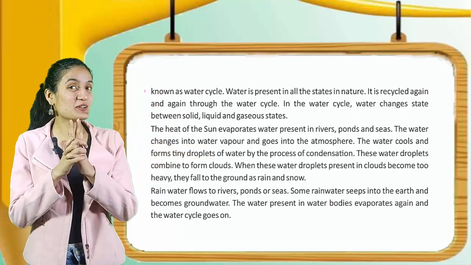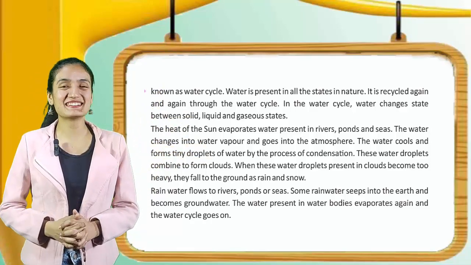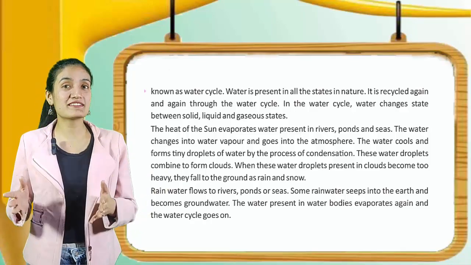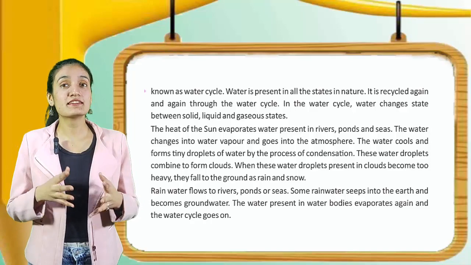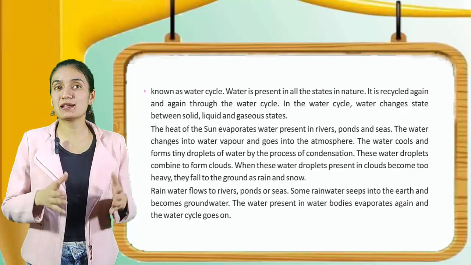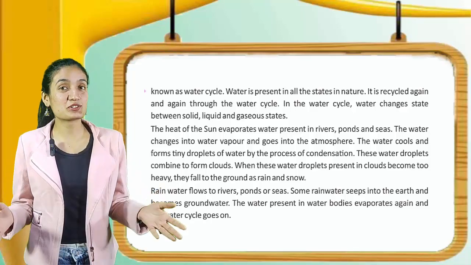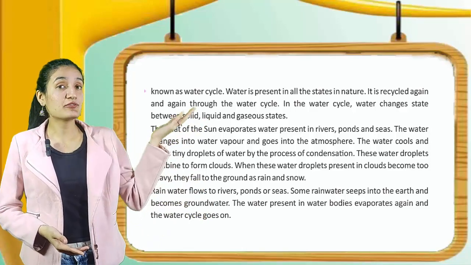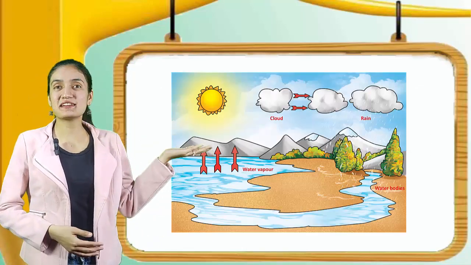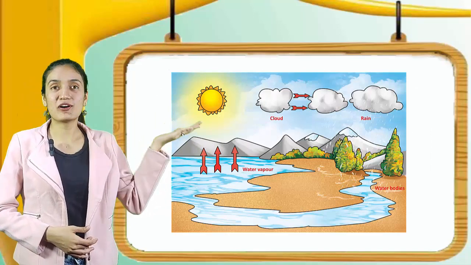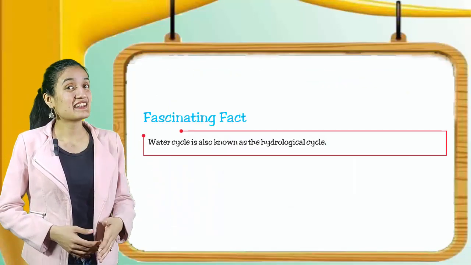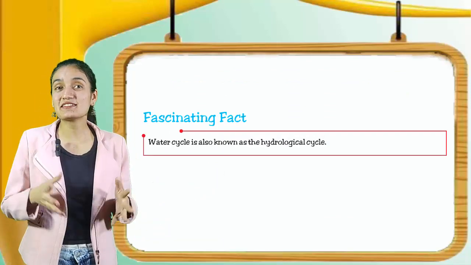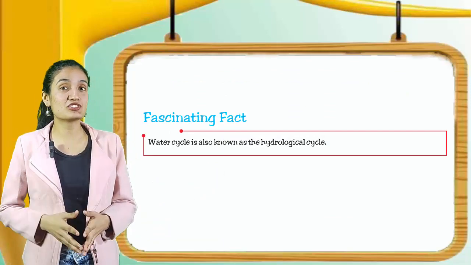So students, do you also like rain and snow? Good. Rainwater flows to rivers, ponds or seas. Some rainwater seeps into the earth and becomes groundwater. The water present in water bodies evaporates again and the water cycle goes on. Here you can see a beautiful picture of the water cycle. Now it's time for the fascinating fact again. Water cycle is also known as the hydrological cycle.